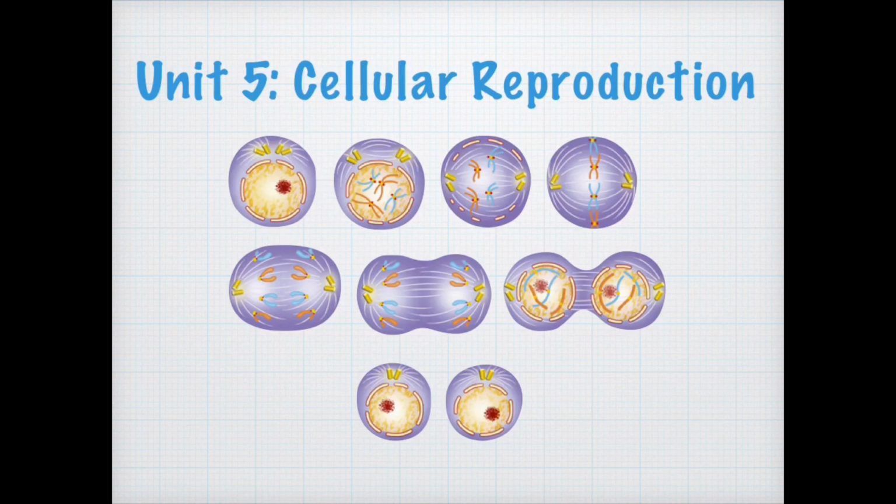But we will also take a look at meiosis, which is what produces the sperm and the eggs in humans and the other gametes or sex cells in other organisms, and allows for the reproduction of the species. And that process allows for the unique combination of genes that make each one of us unique individuals at the end of the day. So cellular reproduction is the topic of Unit 5.